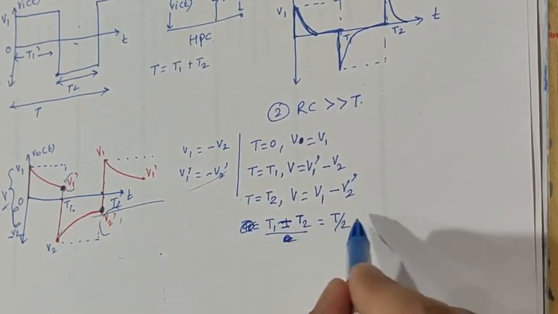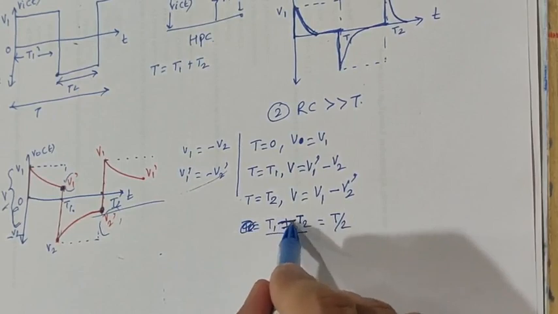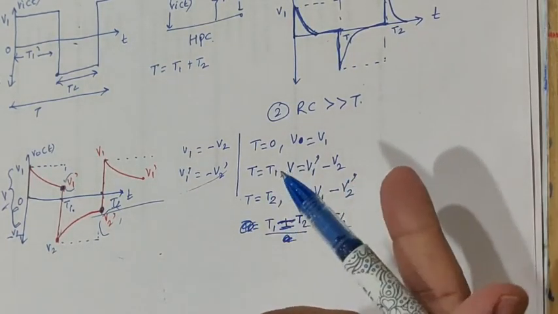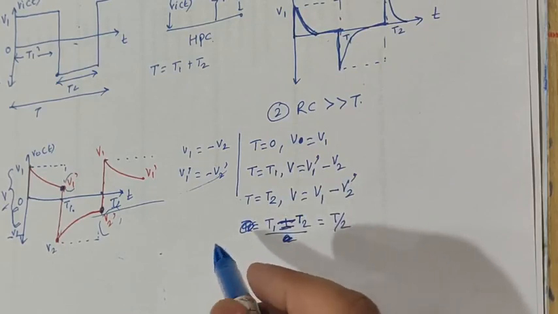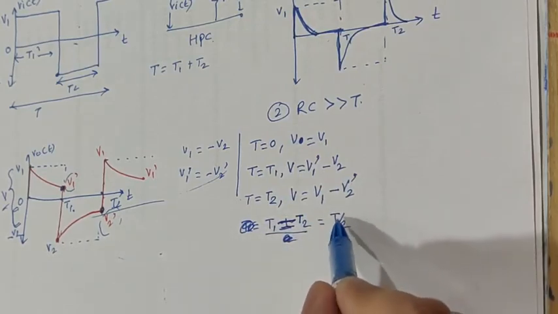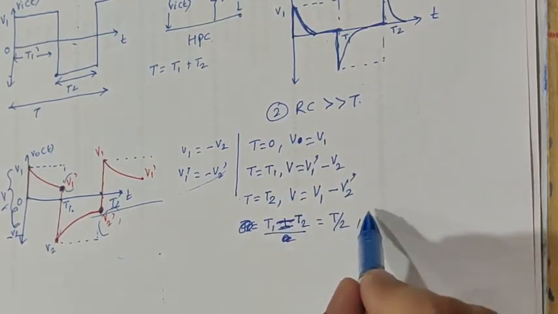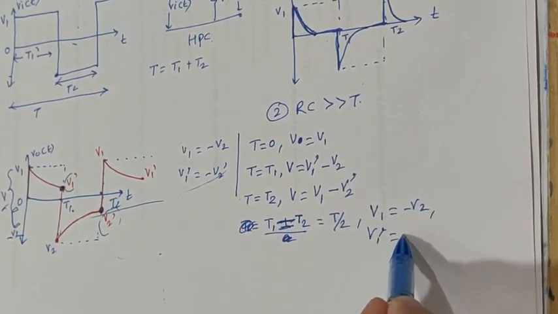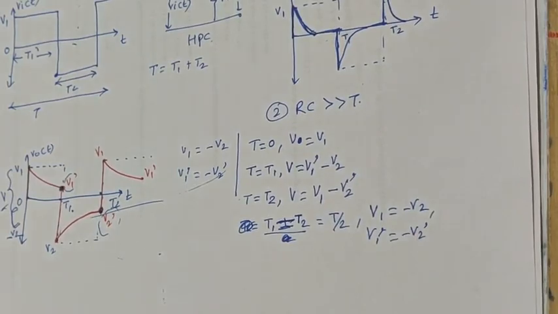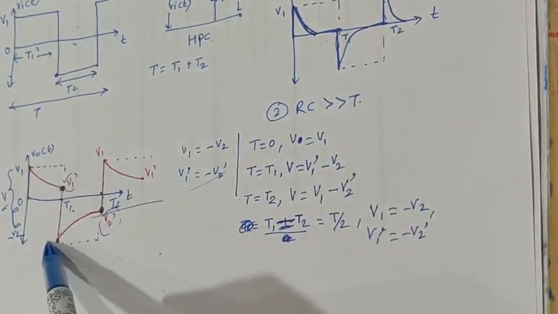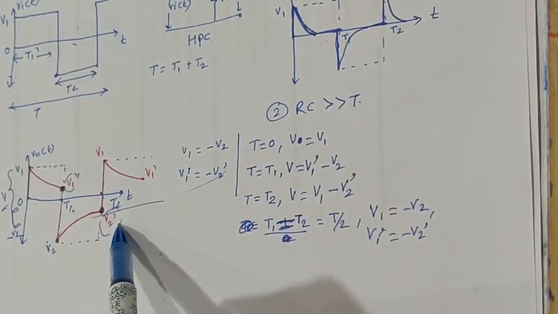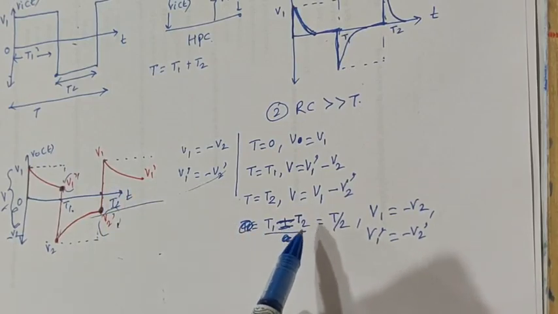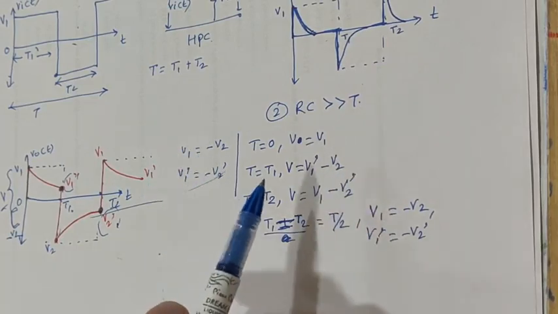So T1 is equal to T2 is equal to capital T by 2, because they are symmetrical in nature. Of course, they are going to be the same. And what is their value? Its value is capital T by 2. And V1 is equal to minus V2, and V1 dash is equal to minus V2 dash, for a symmetrical wave. And the time periods are equal, which is T1 is equal to T2 is equal to capital T by 2.